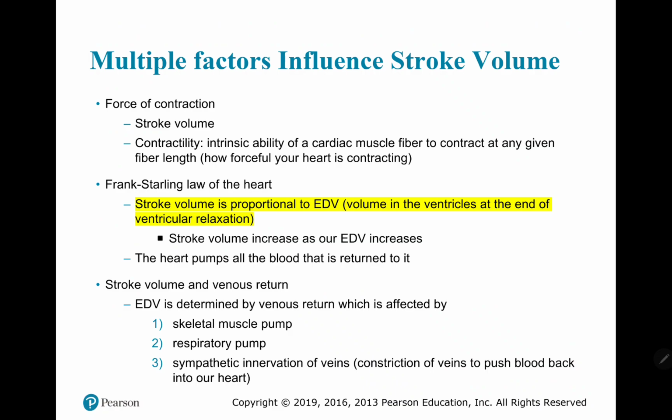And so there's going to be multiple factors that influence stroke volume, right? So stroke volume is going to be proportional to the end diastolic volume, and that's just simply the volume in the ventricles at the end of ventricular relaxation, okay? And also other influences of stroke volume are force of contraction, and venous return as well, right? How much blood is being returned back to the heart. And that's it, okay?